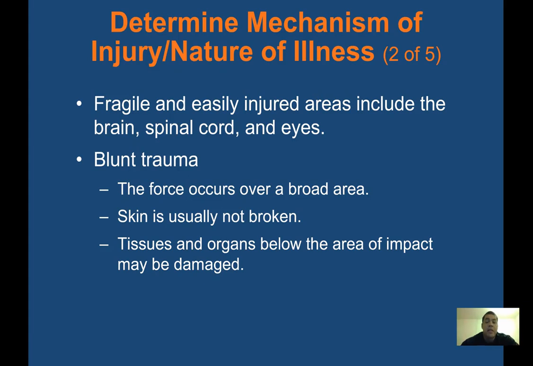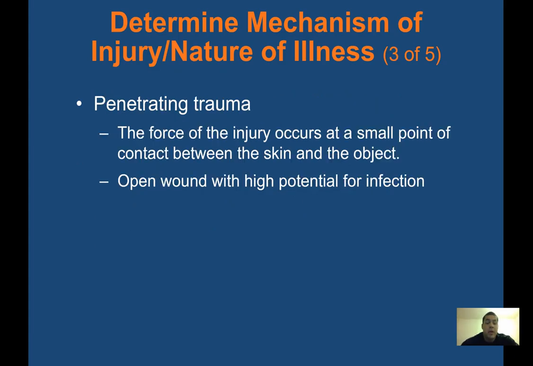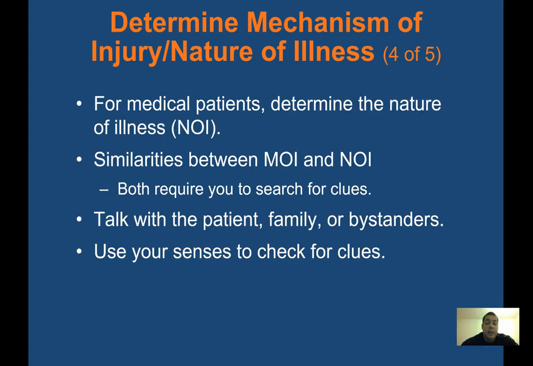So fragile and easily injured areas include the brain, spinal cord, and eyes. Blunt trauma: the force occurs over a broad area. Skin is usually not broken. Tissues and organs below the area of impact may be damaged. Penetrating trauma: the force of the injury occurs at a small point of contact between the skin and the object. Open wound with high potential for infection. So anything that breaks the skin, anything that causes bleeding is going to be a penetrating trauma.